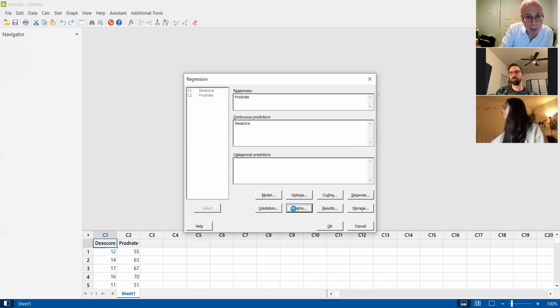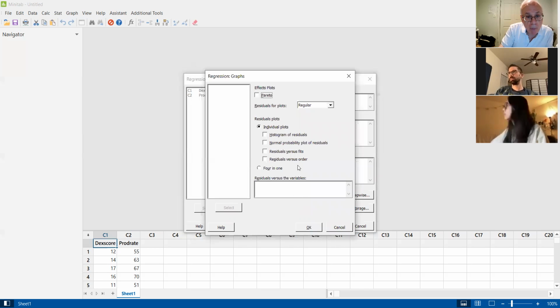Graphs might be interesting. We could look at the histogram of residuals, the normal probability plot of residuals, and residuals versus fits. I think we'll just do these two for the time being: a histogram of residuals and a normal probability plot of residuals. Click OK to that.